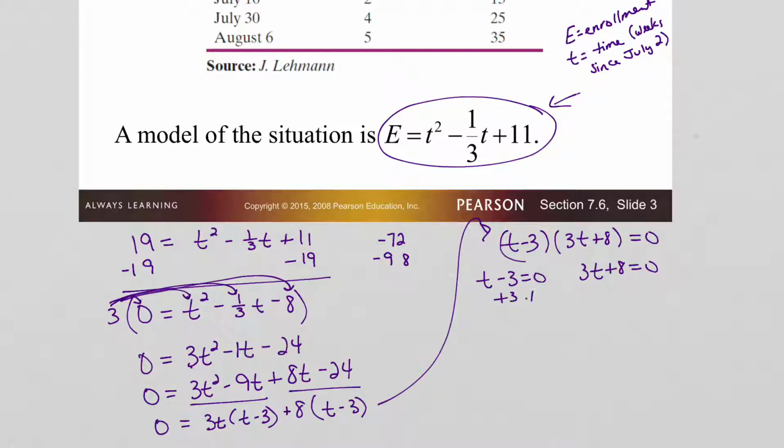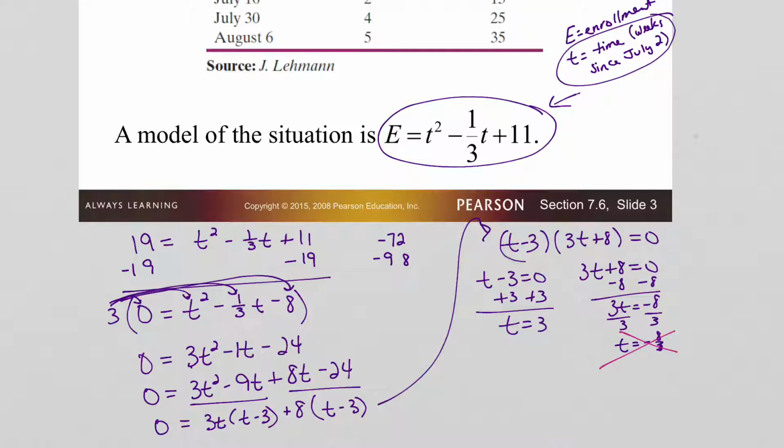I'm going to add 3 to both sides here. I get that t is equal to 3. I'm going to subtract 8 and divide by 3. And I get that t is equal to negative 8/3. Okay, we did a lot of good math here. But sometimes you come up with solutions that just don't make sense. Whenever we're dealing with time, most of the time, negative answers do not make sense. And in this case, that is absolutely true. So this answer right here does not make sense.